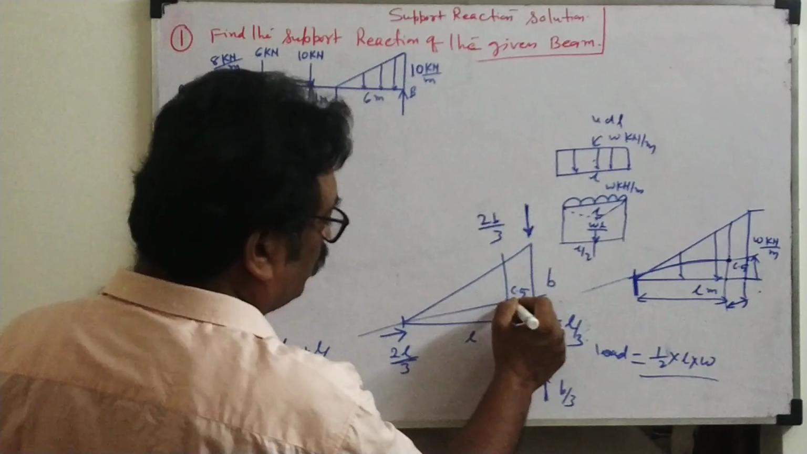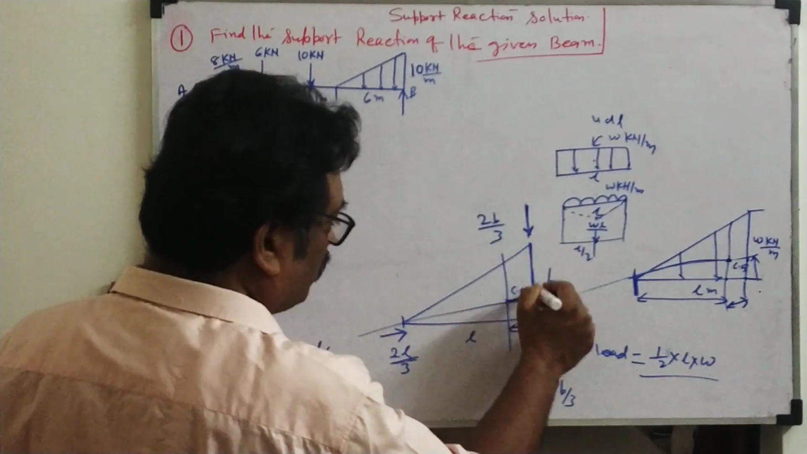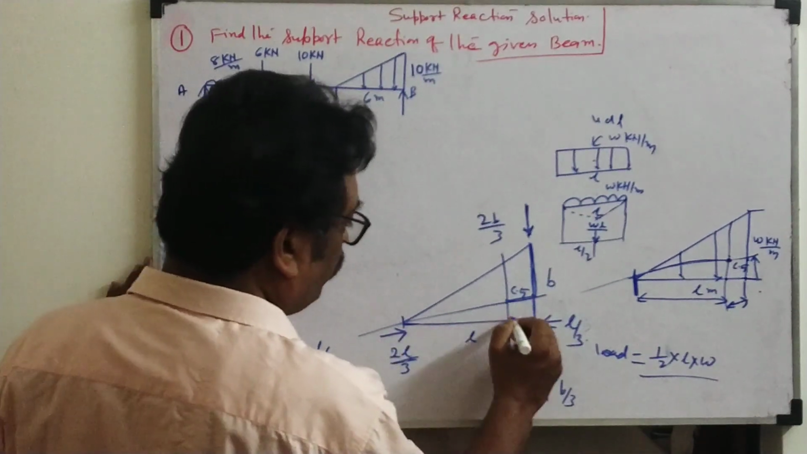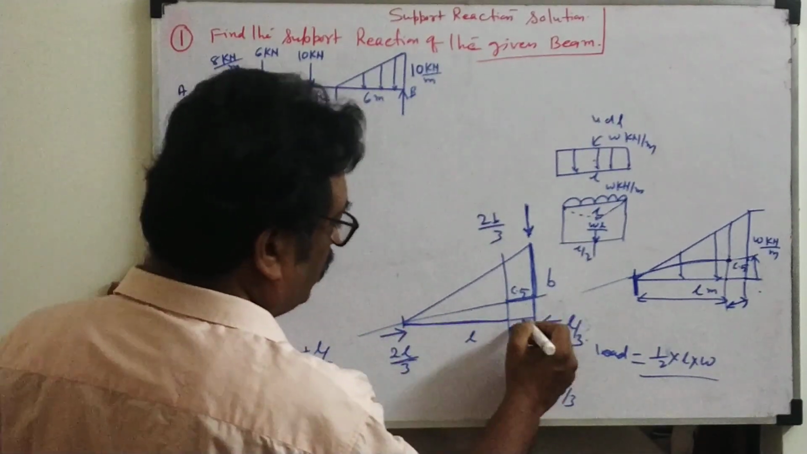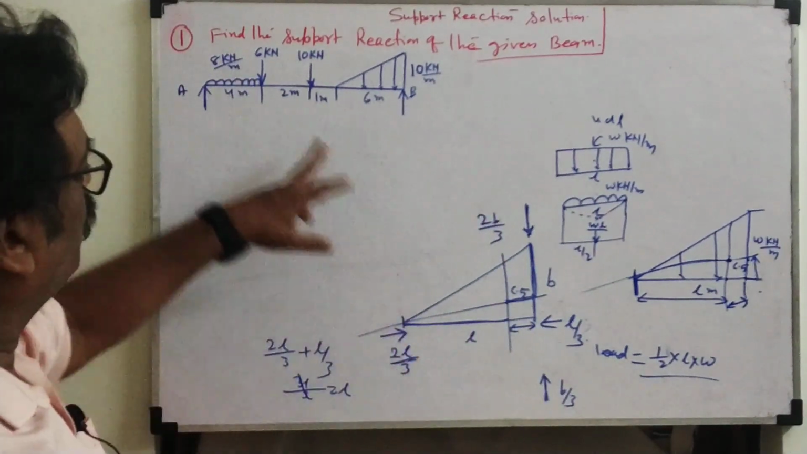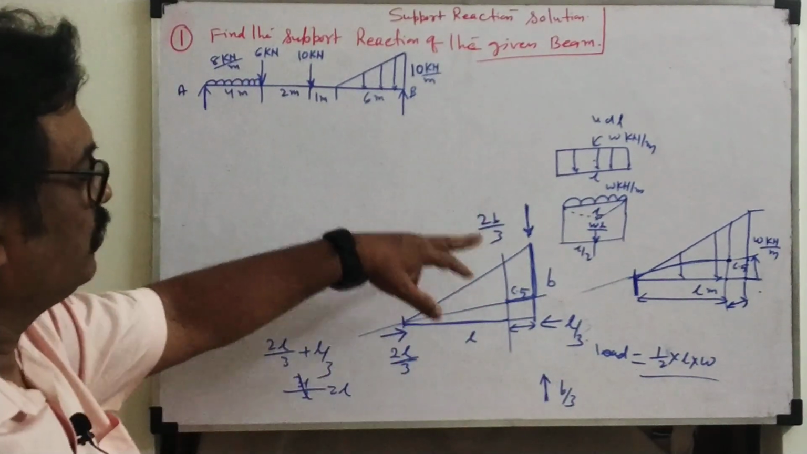Where are you traveling? To the center of gravity point. So this distance from here to here, 2 by 3, B by 3. Here 2L by 3, from here L by 3. So we can reach the center of gravity point. Why do I explain this? Once I solve these questions, you will know this concept.